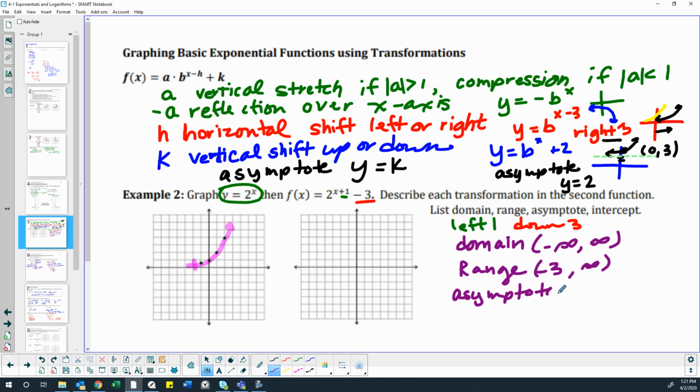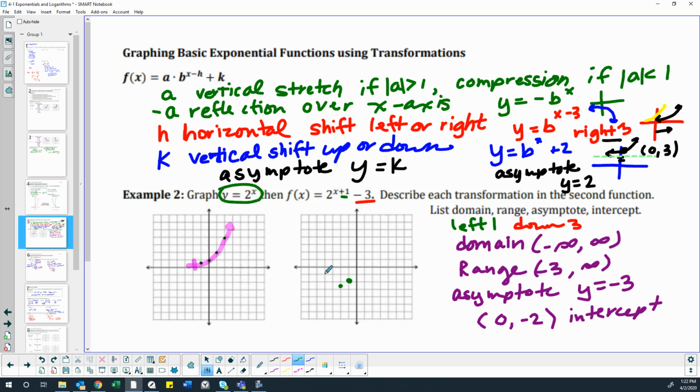And our asymptote, remember, is that k value. So asymptote at y equals -3. And then the intercept that normally is at 0, 1 is going to move down 3. So 0, 1 subtracting 3 would be at 0, -2. It's kind of helpful when you do these if you just take the points that you put in the first graph and just move them. So I've got this point at -1, 1/2. So the point at -1, 1/2 is going to move left 1, down 3. And then I have a point at 0, 1, which I'm going to move left 1, down 3.